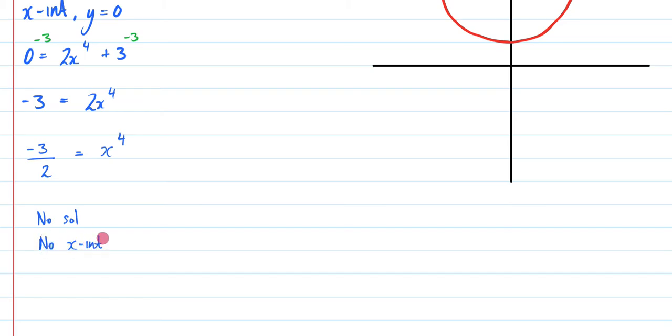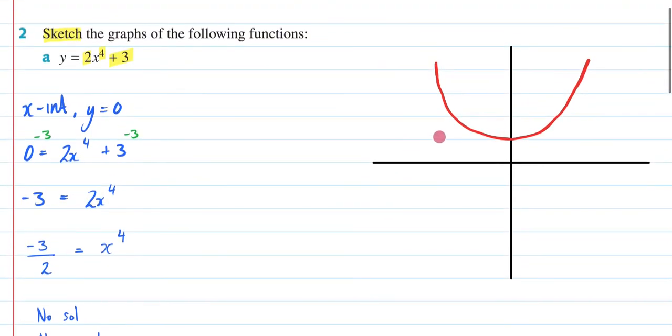And when we look at what we think our graph is going to be, that makes perfect sense. It's really just going to be a parabola shifted up 3 spaces. So it makes sense that we're not going to get any x-intercepts. Let's now find what my y-intercept is going to be. To do that, I'm going to let x equal 0.